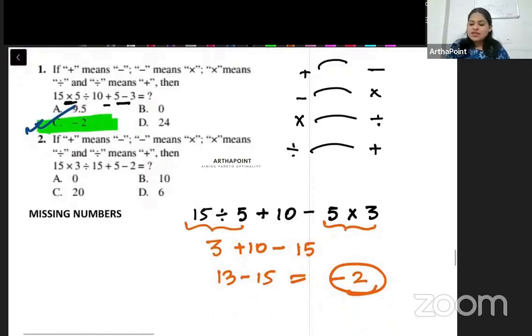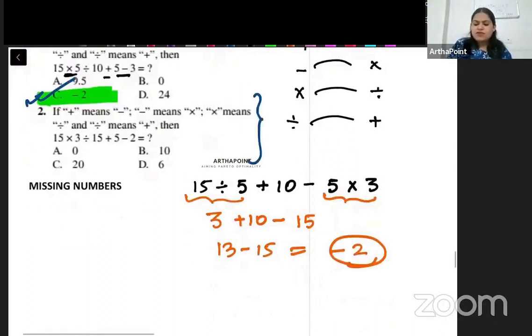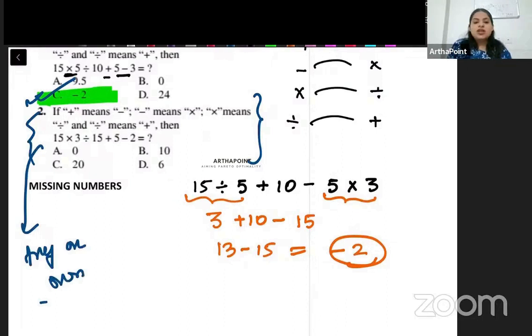Okay. This is exactly the same. So I'm leaving it up to you. Try it on your own. I'm telling you that the answer to this question should be 10. So you will try this on your own and you should get 10 as the answer.